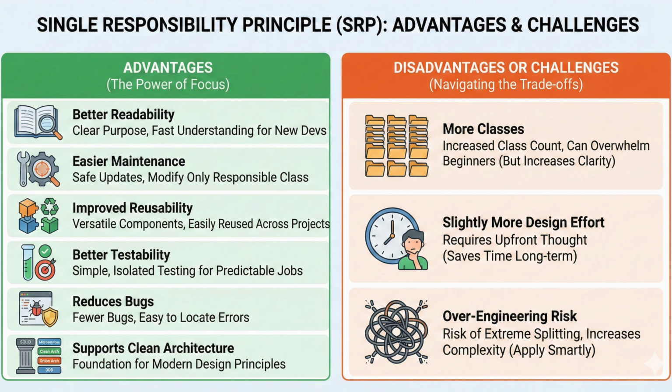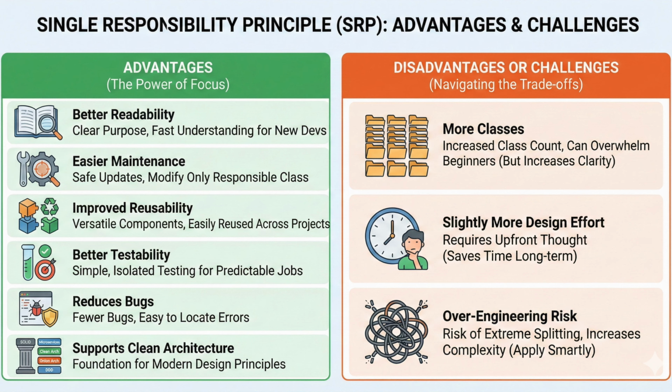Let's break it down. Better readability. When each class has only one responsibility, the code becomes crystal clear. Every class clearly explains what it does, and even new developers can quickly understand the system without confusion. Easier maintenance. Software constantly changes. Features get added, rules get updated, and improvements are required. With SRP, updating code becomes very safe and easy because you only modify the class responsible for that particular functionality. No unnecessary risk to the rest of the system.